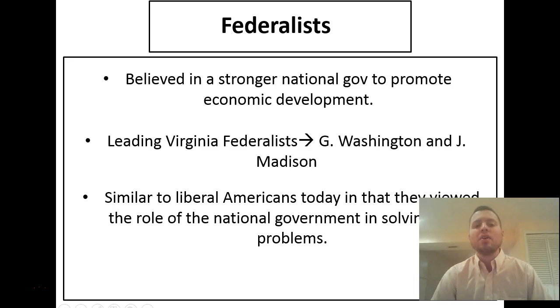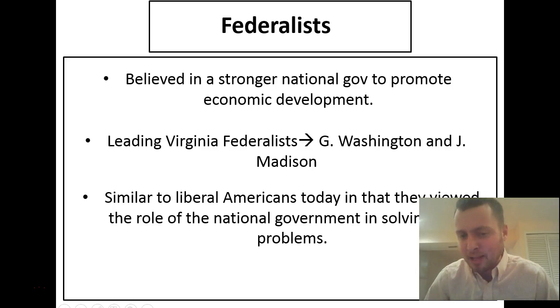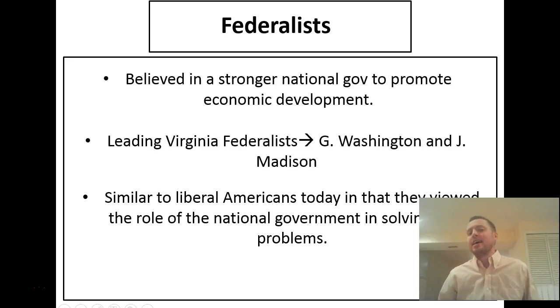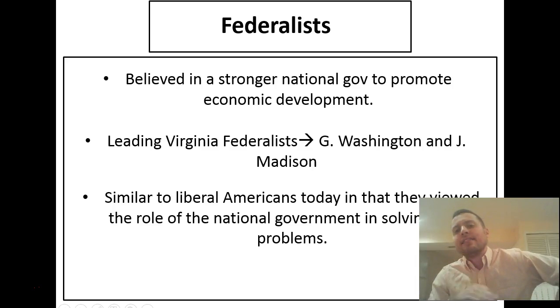All right, let's throw this one out here, last one. Write this down. Similar to liberal Americans today, in that they view the role of the national government in solving major problems. Hey, I'm not telling you that the Federalists and liberals today are exactly the same. I guess what I'm just trying to say is, in 1787, the Federalists wanted a stronger government. And today, the liberals tend to want bigger government. And in that way, they're kind of similar. It's like the fact that folks always argue over the size of government, you know?